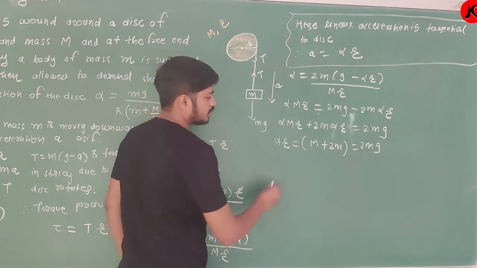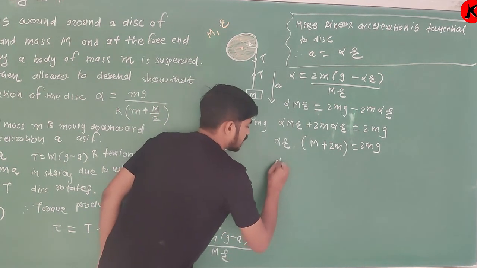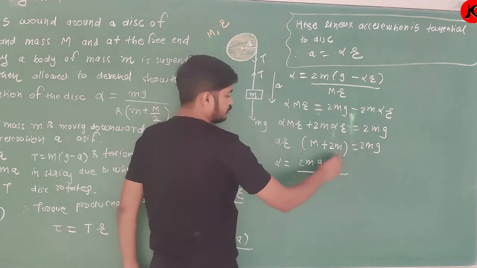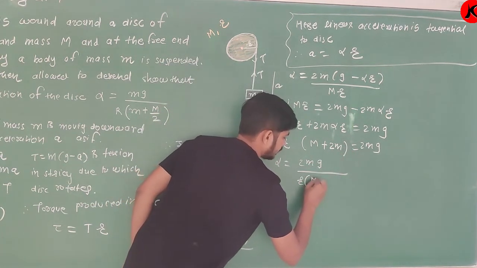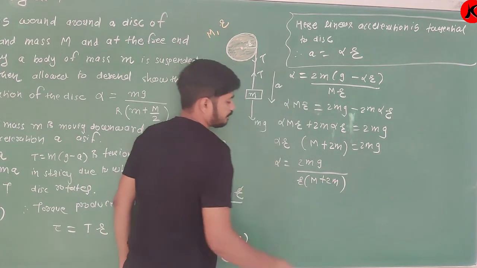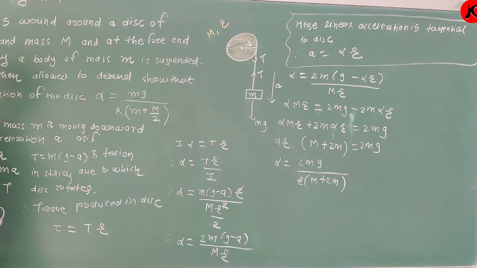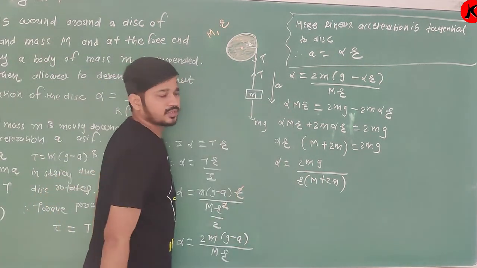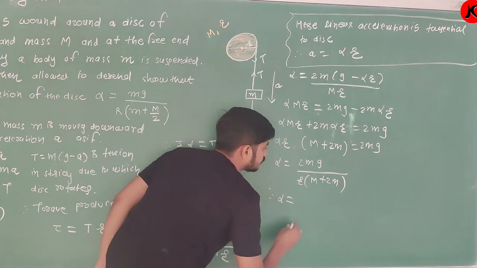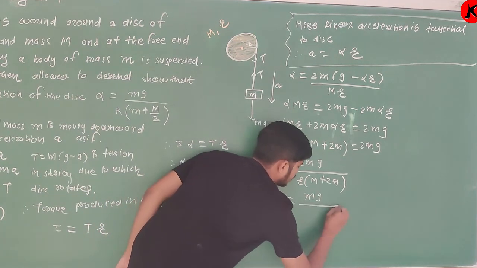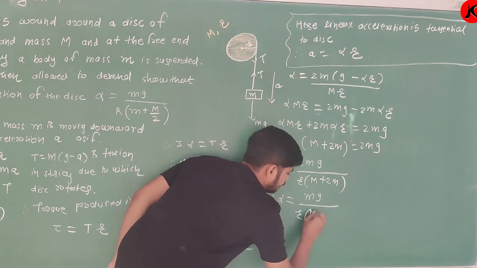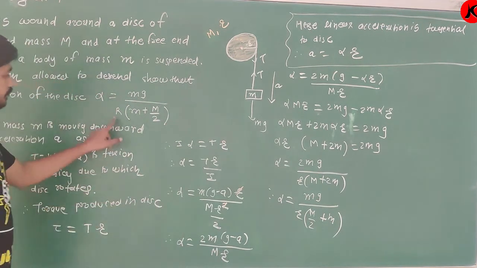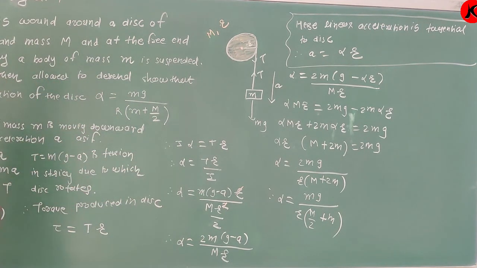Now make alpha the subject. Alpha is equal to 2g upon r times (1 plus 2). Again it is not your answer. In the numerator you have only g, so take this 2 to the denominator. So alpha is equal to g upon r times (1/2 plus 2), which gives your answer. Clear?